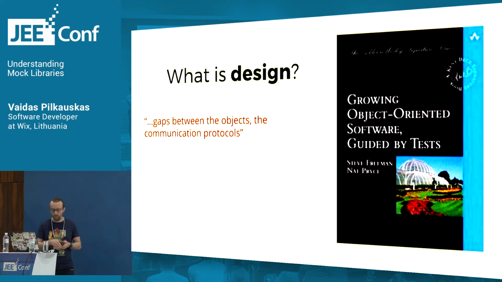This is another book that I think for Java developers is a must-read. It's Growing Object-Oriented Software, Guided by Tests, which is not so much about tests, but more about designing systems and growing them, changing them. It's by Steve Freeman and Nat Pryce.